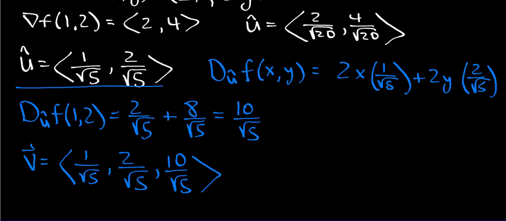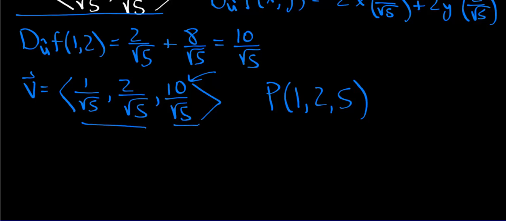So realize what we're saying here. For every unit we move along the path of the gradient, if that's the run, then we have this much rise in the z direction. So this much run in the gradient direction yields this much rise in the z direction. So there's our vector, and we have our point. Our point is 1, 2, 5. So at this time, we're ready to go ahead and make our line.